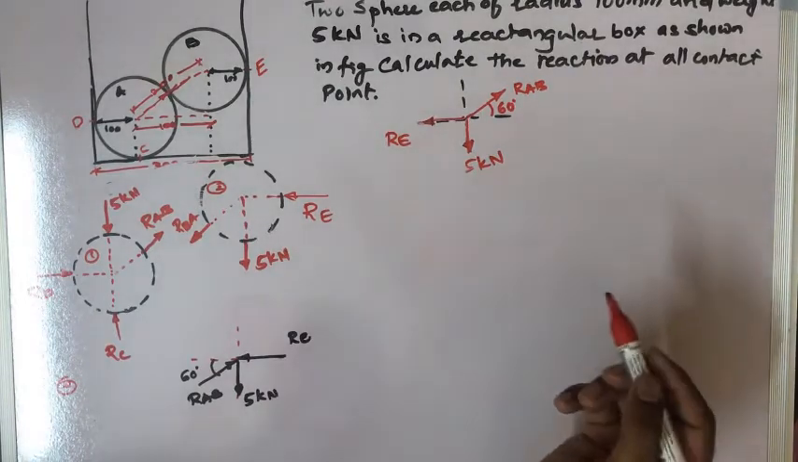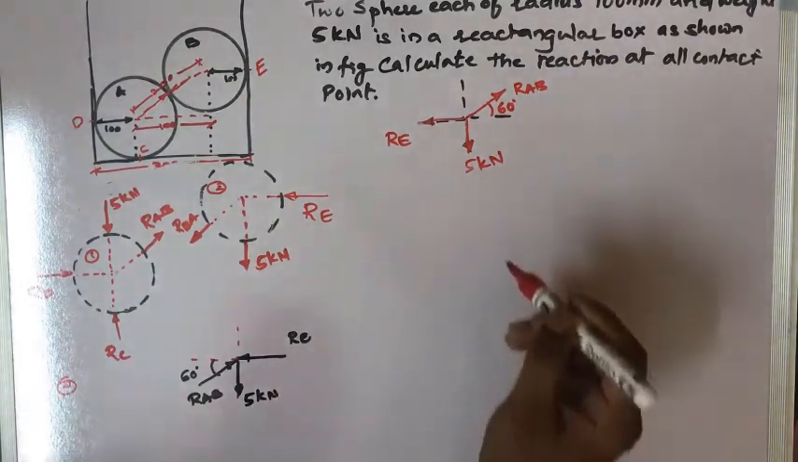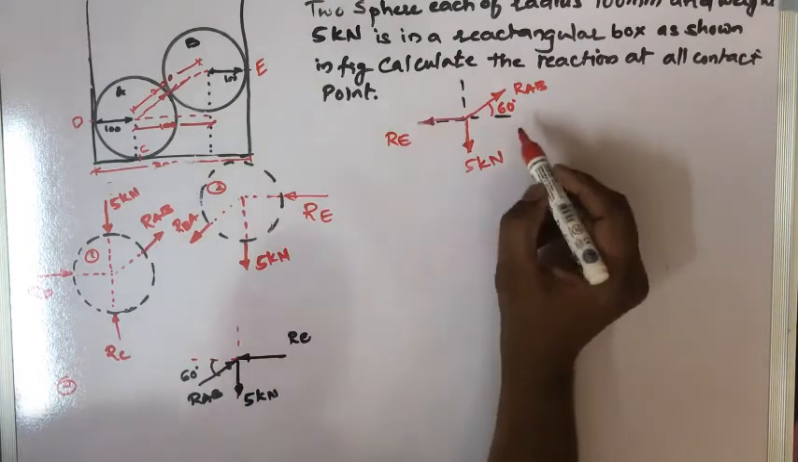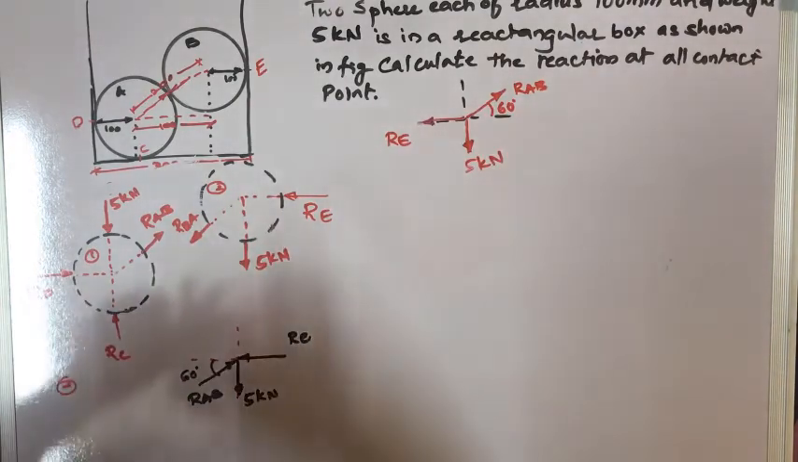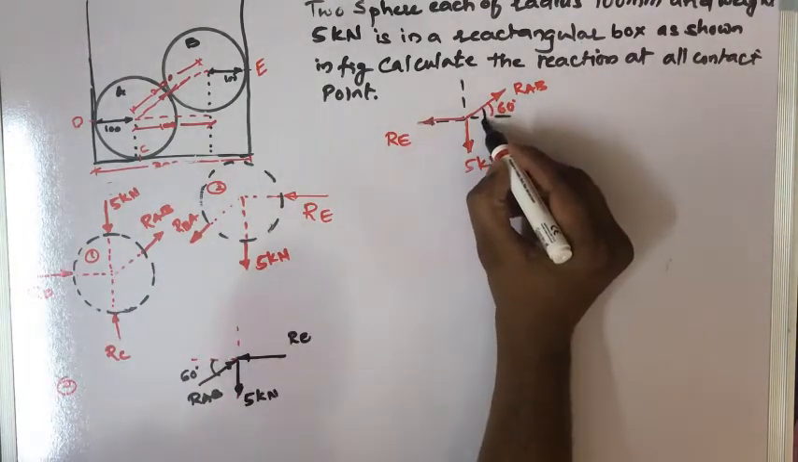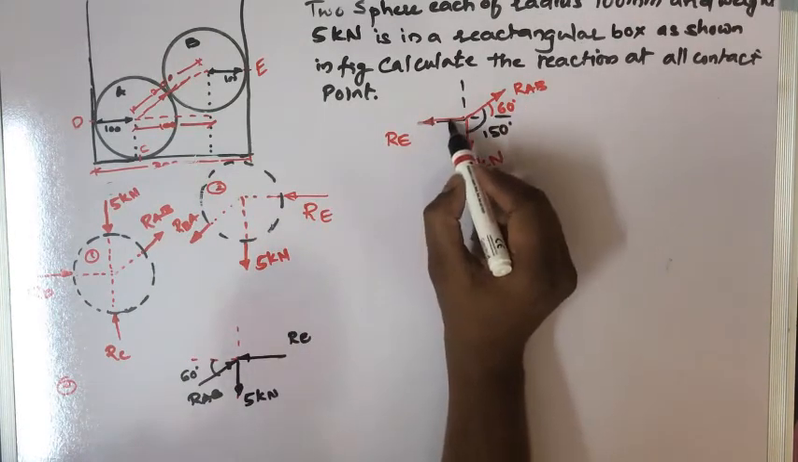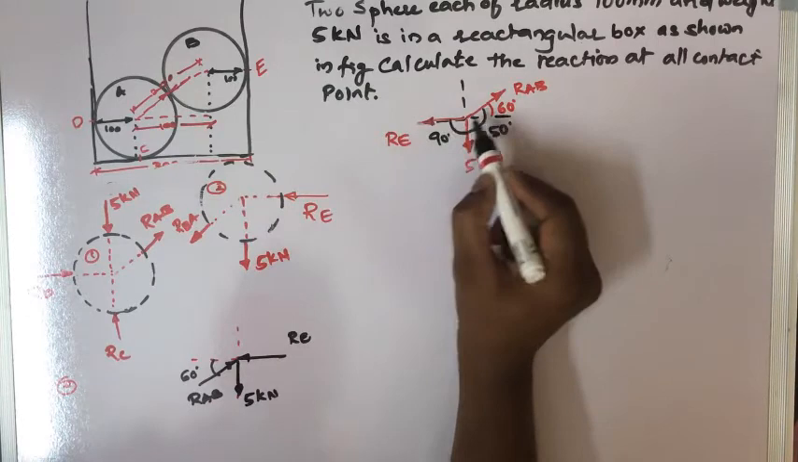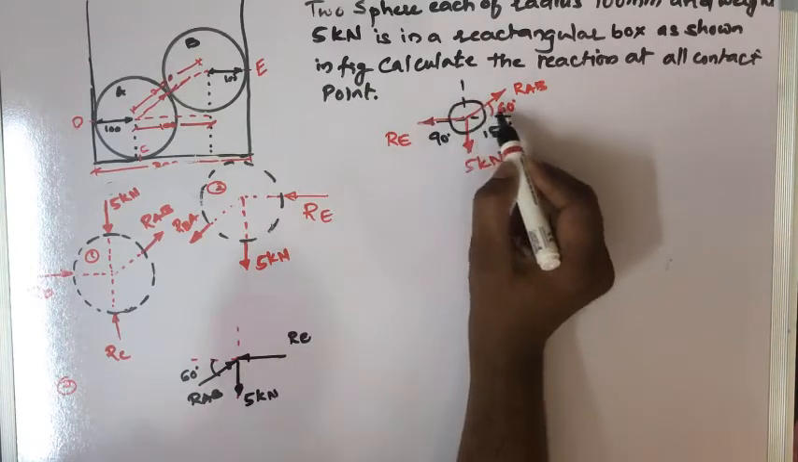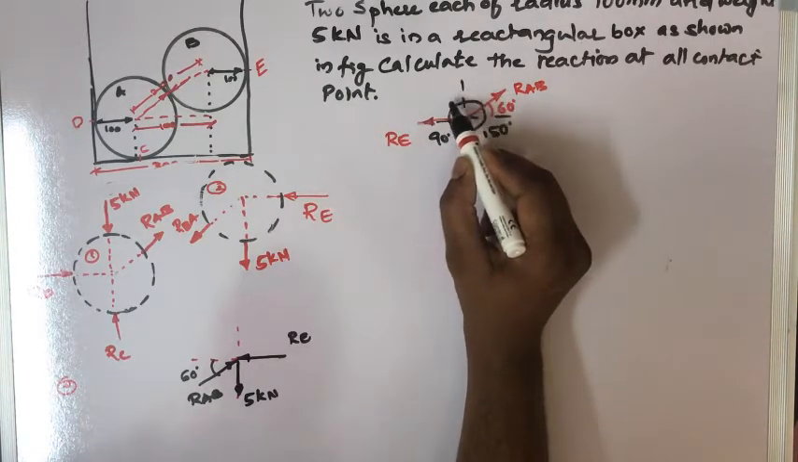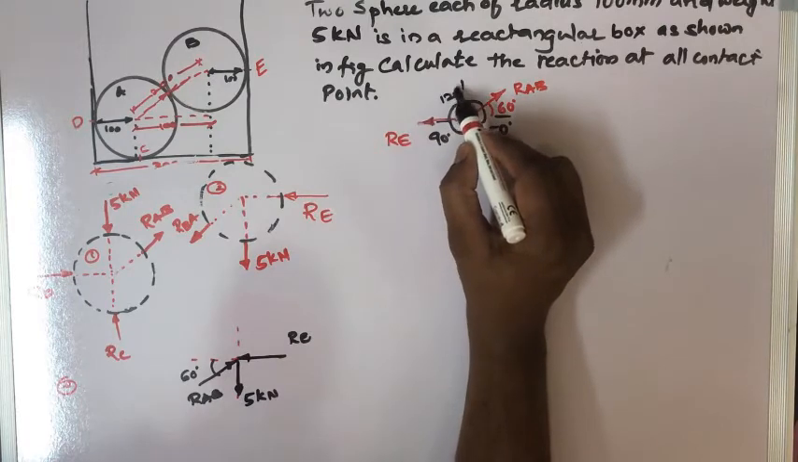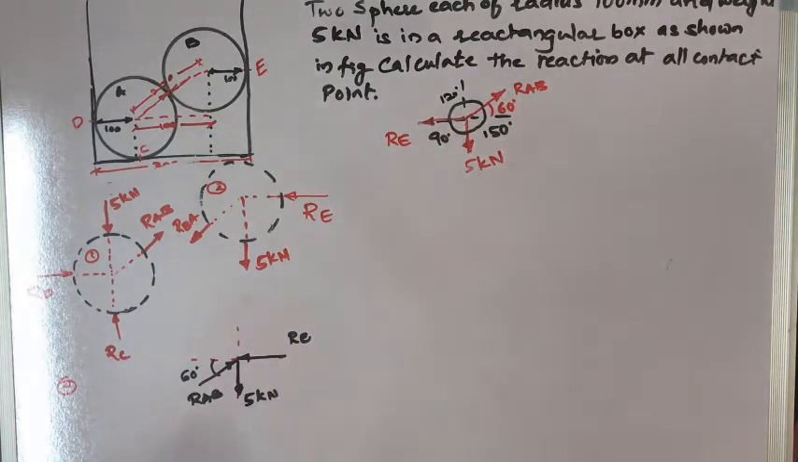For the calculation with Lamè's theorem, we should know the angle between all the forces. In this case, this is 60 degrees. So the total angle will be 60 plus 90, which is 150 degrees. Similarly, this angle will be 90 degrees. And this angle will be 90 plus 30, which is 120 degrees. We'll get the angles like this.